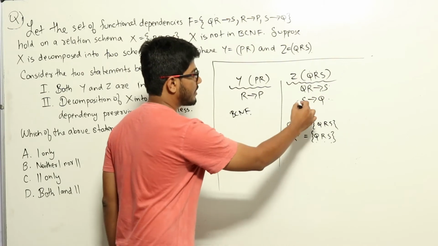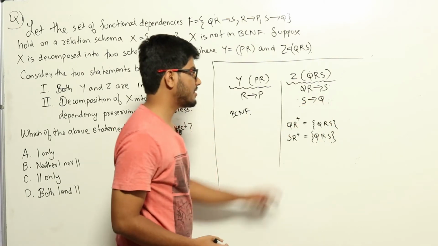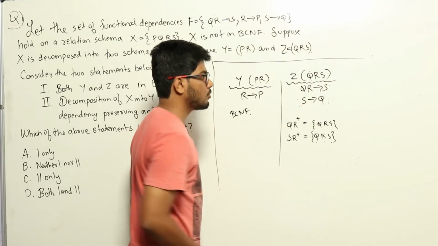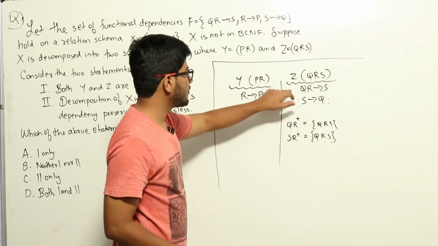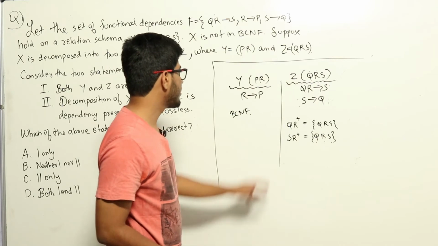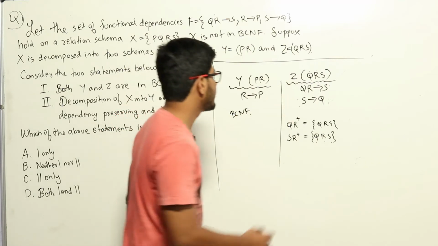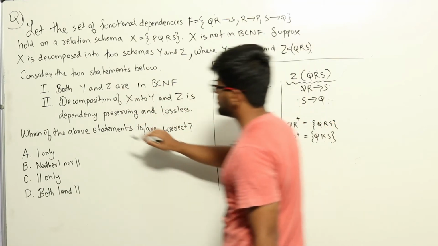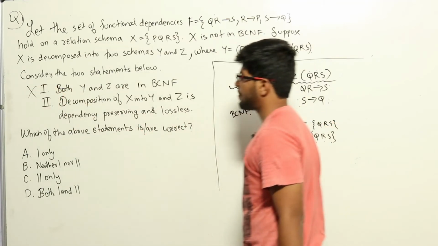Now if you take a look at this particular functional dependency, S gives Q, clearly S is not a super key, it is a partial key. So we can't say that Z is in BCNF. Z is not in BCNF. So saying that statement 1, both Y and Z are in BCNF, is false.